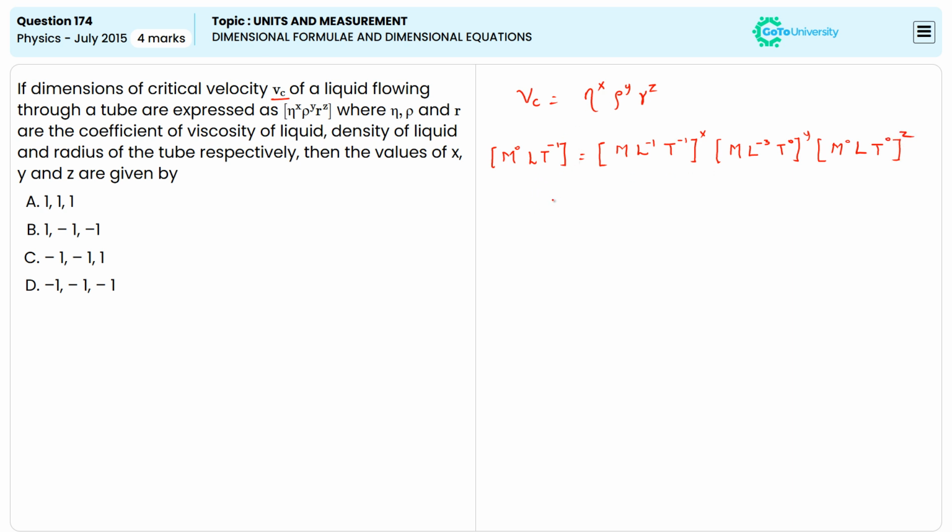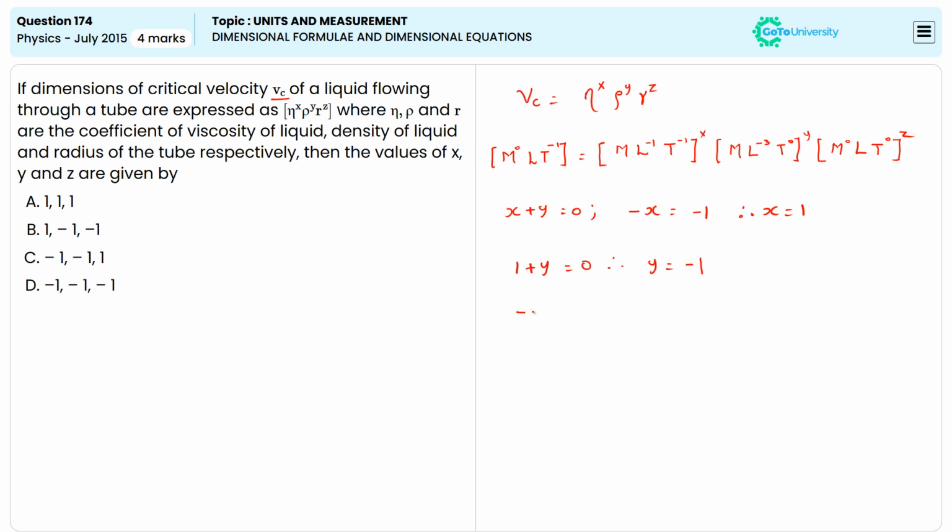Then equating powers on both the sides. First, if I equate the power of mass, that is x plus y is equal to 0. Then from the time powers, I am getting minus x is equal to minus 1. Therefore, x is equal to 1 we are getting here. Then 1 plus y is equal to 0. Therefore, y is equal to minus 1.